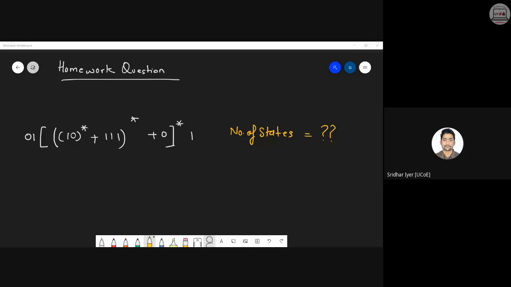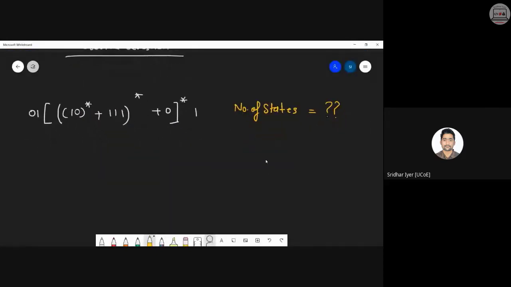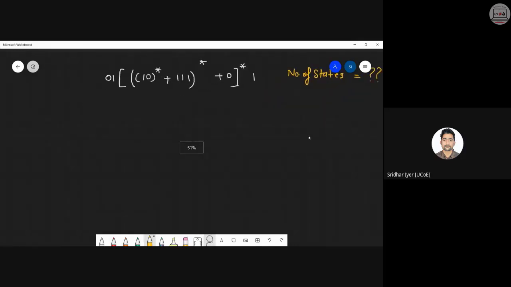Before going into today's topics, let's complete this homework question. I have got one answer, 22. So 22 is the correct answer. That is 22 number of states. I will solve it quickly. Let's try to rephrase what exactly this entire problem is all about.